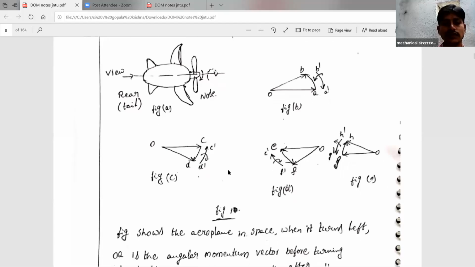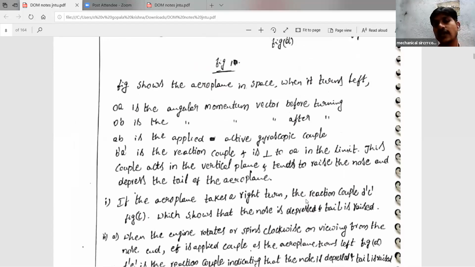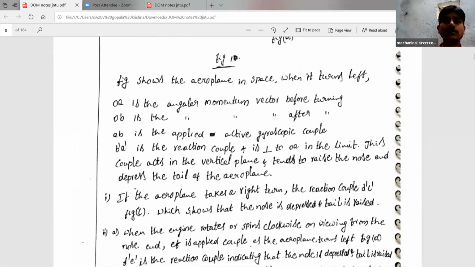All of you observe that. If the aeroplane takes a right turn, the reaction couple is D dash C dash, which shows that the nose is depressed, or dipped, and the tail is raised.